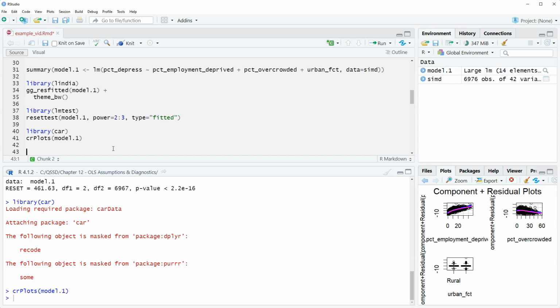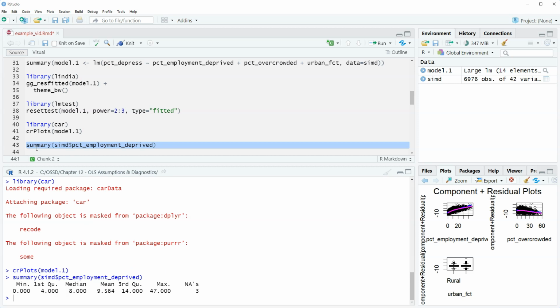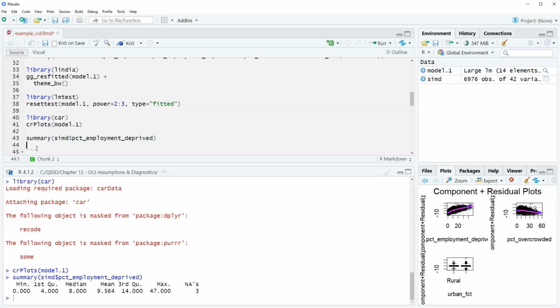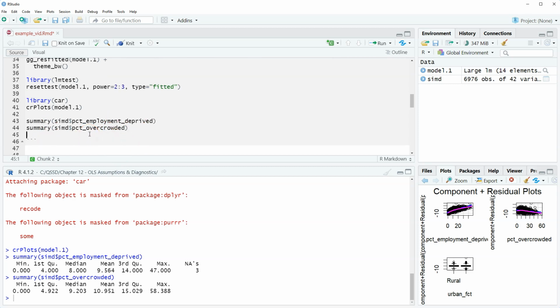One thing about the boxTidwell test and the function that we're going to use is that we can't have zeros. And so I believe, let's look, I believe that both those variables have zeros. I'm just going to do a real quick summary, SIMD, and then percent employment deprived. Let's take a look. Yeah, there's a 0. Just check it for percent overcrowded. I'm pretty sure there's 0 as well. Yeah. Okay, so they both have 0. So what we're going to do is we're going to add a 1. It's not going to change things really. It just adds a 1 so that it's not 0.